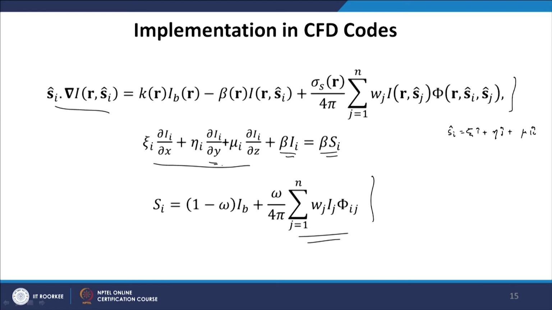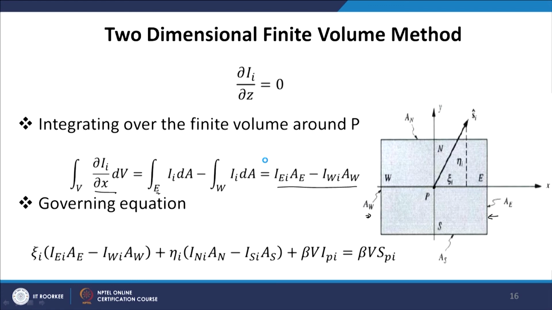So, similarly, we can discretize the second term del I by del y, and then we put del I by del z as 0, and our governing equation is now converted into zeta I times the discretized derivative with respect to x, plus eta I times the discretized derivative with respect to y, and the intensity at point P, I P I, where I P I is the average intensity over the finite volume, is equal to beta V S P I, where S P I is now the average source term over the volume, and V is the volume of the cell.